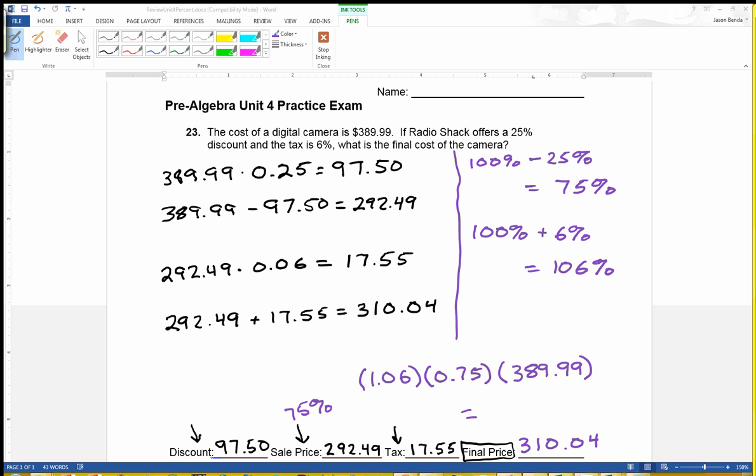If I'm dealing with stacked discounts or discounts and taxes or stacked taxes or anything where I have a bunch of percent changes, I want to do all the changes first from 100% and then multiply.